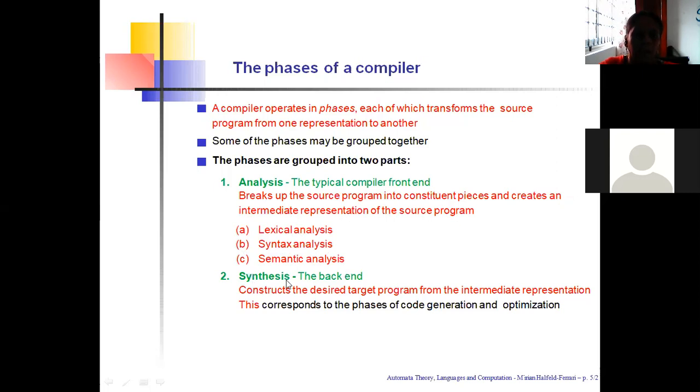And the second part, the back end, we have the synthesis, which is mainly used to construct the desired target program from the intermediate representation. The two phases available in this part are code generation and optimization. So these are the two phases available in the back end of the compiler.